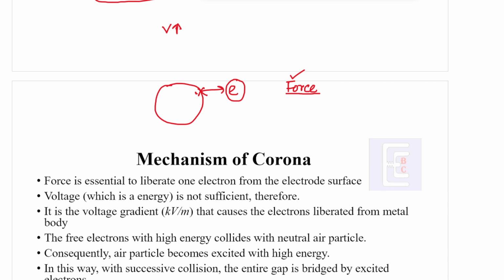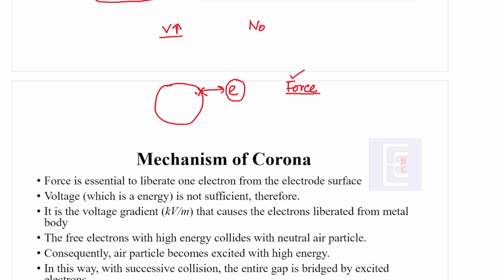So as can be seen from the definition of the corona, if we increase the voltage at some point of time, corona will form. So the immediate question comes: is the voltage responsible for this electron being liberated from the electrode surface? I repeat, if the potential difference is kept on increasing, then at some point the threshold will be crossed, one electron will be liberated from that electrode surface, and the corona will be seen subsequently. Is the voltage responsible for liberating the electron from the electrode surface? The answer is no.